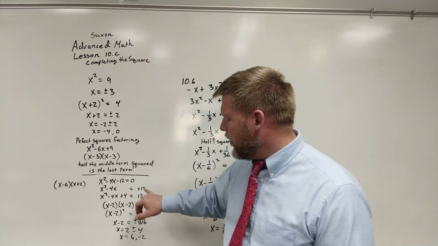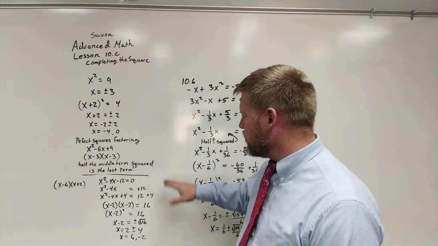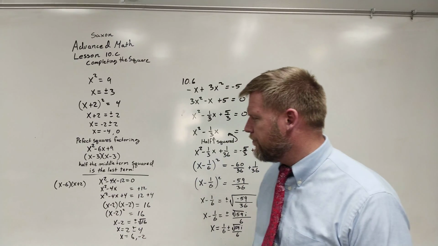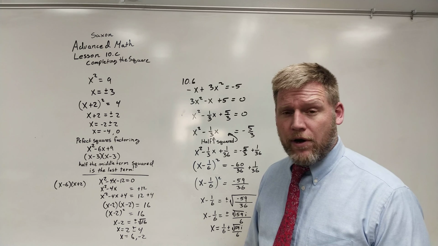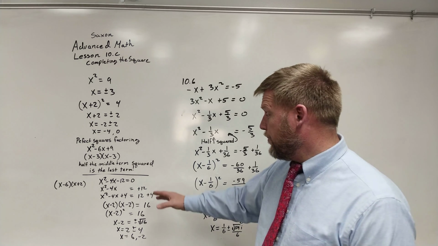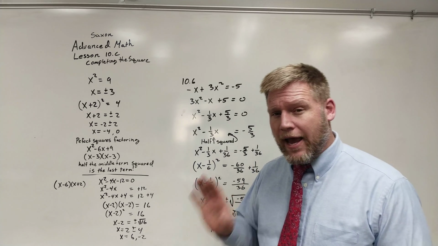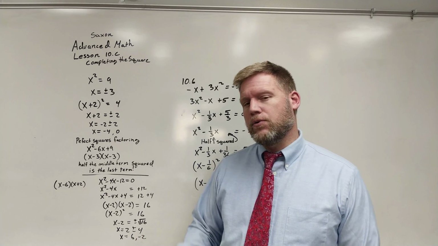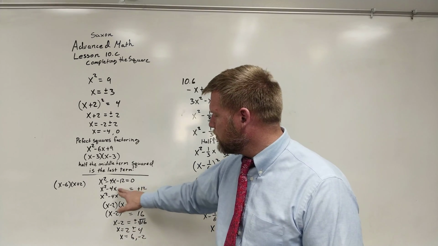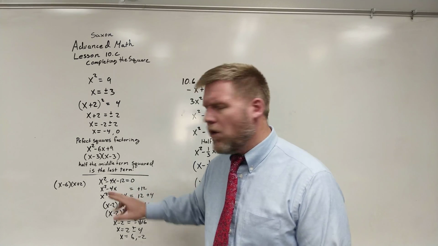That's fine. And I realize this is not a perfect square, right? If I take half of -4, I get -2, and square that, I end up with a +4. That's not what 12 is. But what if I had a way to do that? So that's what we're going to do. We separated these out, and we left a spot here. Well, what if this was a perfect square?